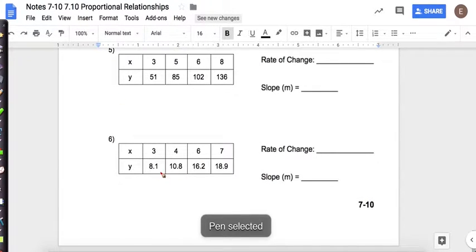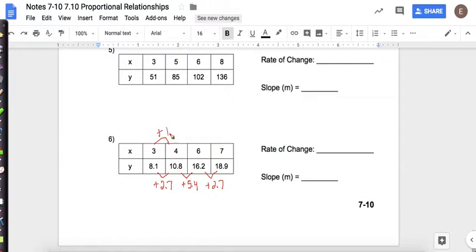Okay, now we're dealing with decimals here. So again, if you can't see the pattern from 8.1 to 10.8, you could just subtract them. But I know that we're adding 2.7. And 10.8 to 16.2, I know we're adding 5.4. And here to here, we're adding 2.7. Now the top is much easier to see. Plus 1, plus 2, and plus 1.